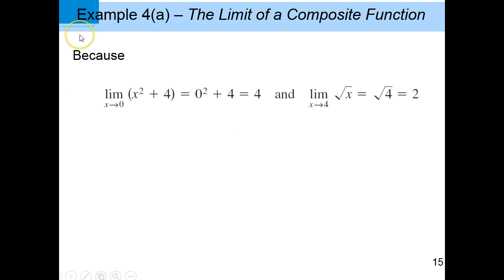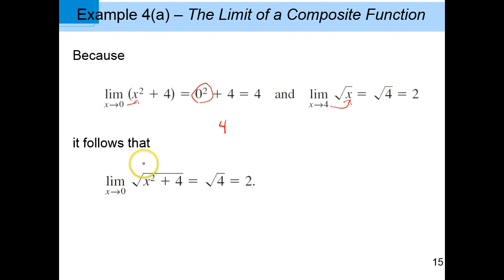Okay, so we have two functions. The first one is the limit of x squared plus 4 as x approaches 0. You can see that, again, this is defined at this spot, so we substitute a 0 in for x, and we get 0 squared plus 4, or 4. Then if I want to take the limit of the square root of x as x approaches 4, I directly substitute a 4 in for x, and we get the square root of 4, which equals 2.